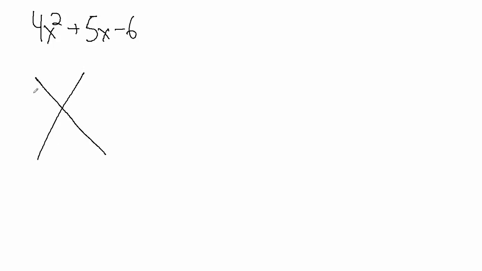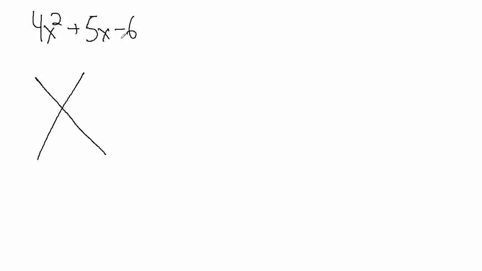Okay, so let's take a look at another example of factoring a quadratic expression where the leading coefficient is not 1. For this example, we're going to take a look at 4x squared plus 5x minus 6. So just like always, for this type of problem, we put our big X over here, and then here we have positive 4x squared plus 5x minus 6.